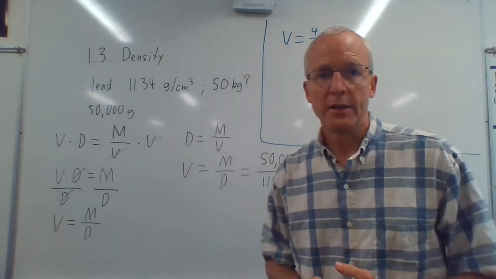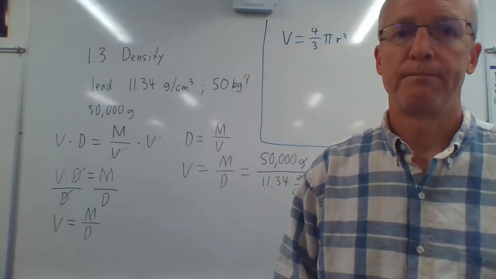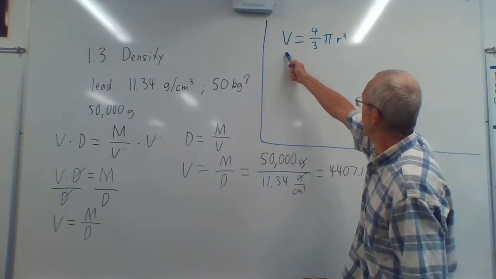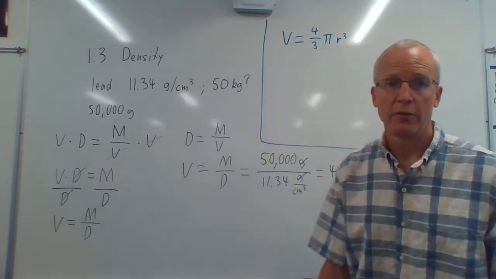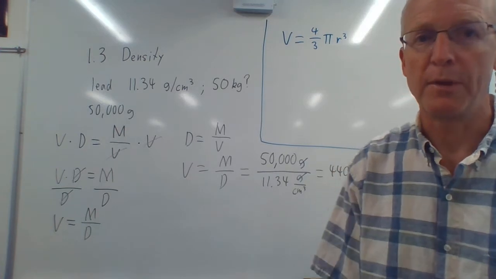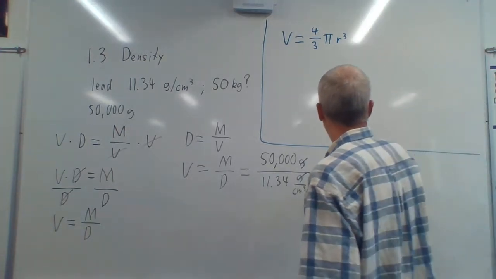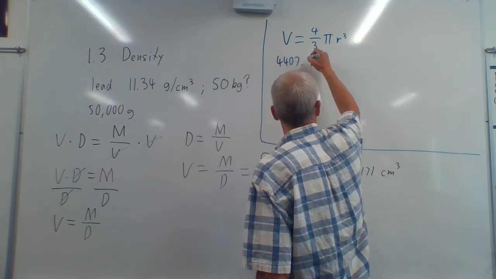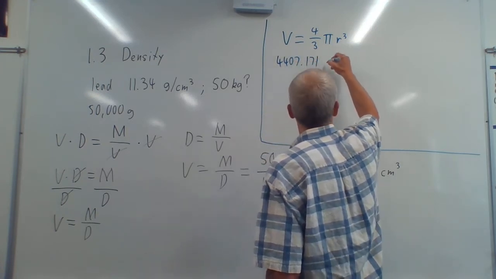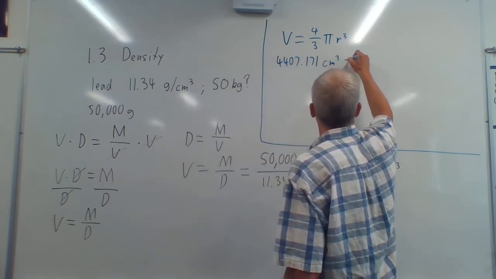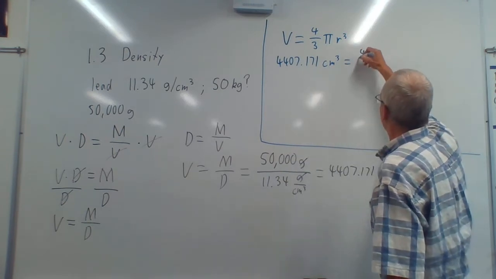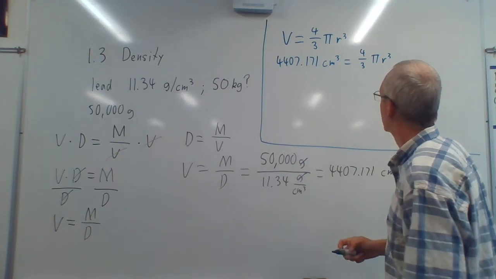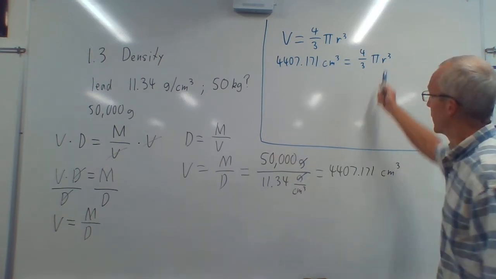Okay, so we know the volume. We know the volume is this. So we plug that into here, and then we just have to solve for the radius. So now it's an algebra problem. So our volume we have is 4407.171 centimeters cubed is equal to 4/3 pi r cubed. And now we solve for r.